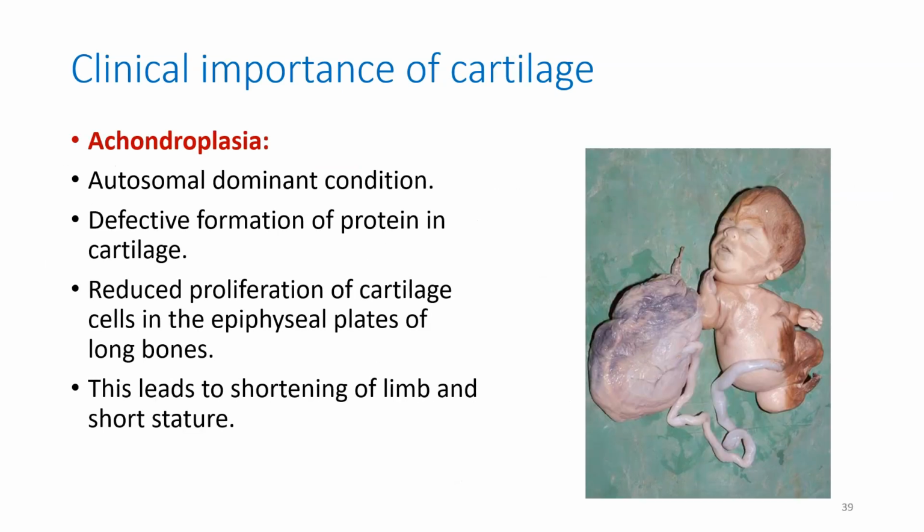So, see the picture of an achondroplasiac fetus. Achondroplasia is an autosomal dominant condition. There is defective formation of protein in the cartilage. There is reduction in the proliferation of the cartilage cells in the epiphyseal plates of long bones. Because of that, there is shortening of the limb and short stature. So now you understand the importance of that epiphyseal plate of cartilage, which is a hyaline cartilage.